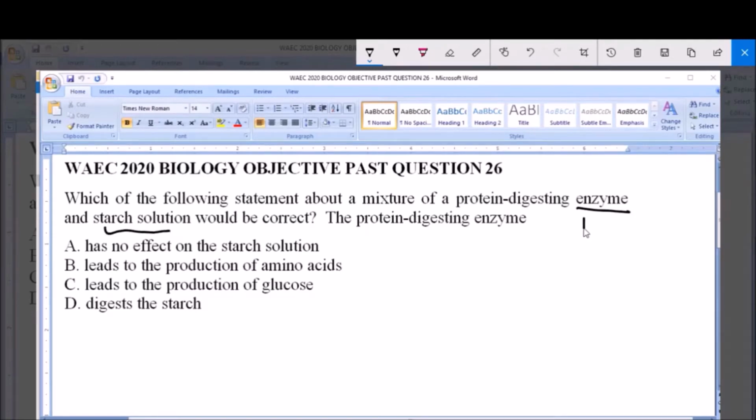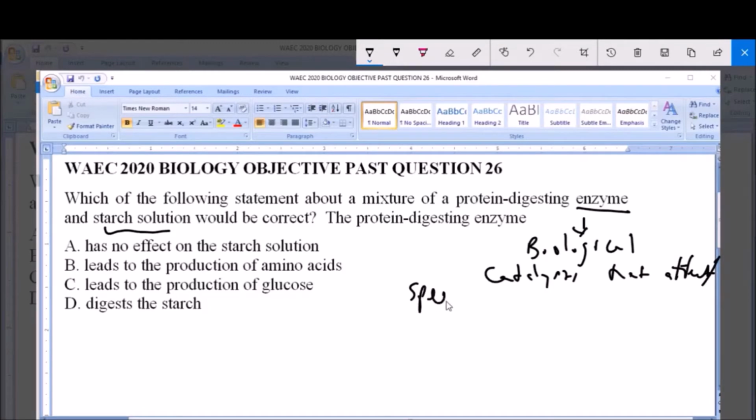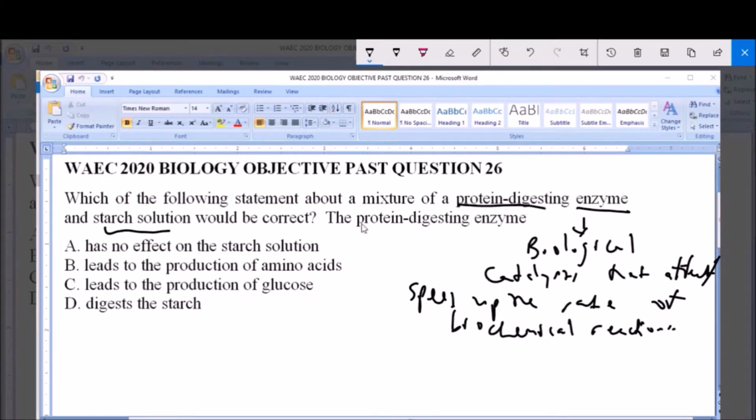Now, enzymes, of course, are biological catalysts that usually speed up the rate of biochemical reactions. So what will happen if you have an enzyme for protein mixed together with a starch solution? Now, one of the characteristics of enzymes is that enzymes are specific.